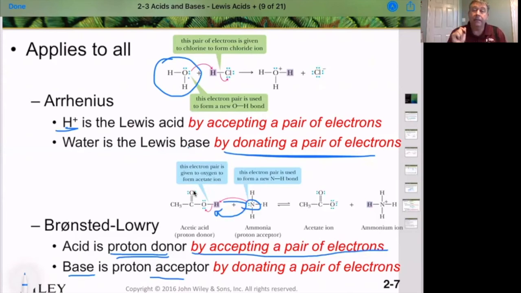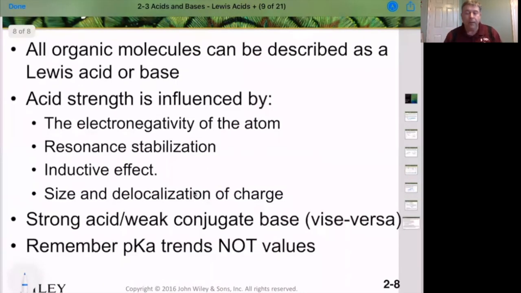So Arrhenius still applies to all Lewis acids, but not all Lewis acids are Arrhenius acids. And likewise, all Bronsted-Lowry acids are Lewis acids, but not all Lewis acids are Bronsted-Lowry acids, which means in the broadest sense, Lewis acid-base theory encompasses all organic molecule acid-base reactions plus all Bronsted-Lowry plus the Arrhenius aqueous system. Okay, so the net result out of this acid-base chapter is all organic molecules can be described as a Lewis acid or base. Either it's willing to accept electrons or willing to donate electrons.